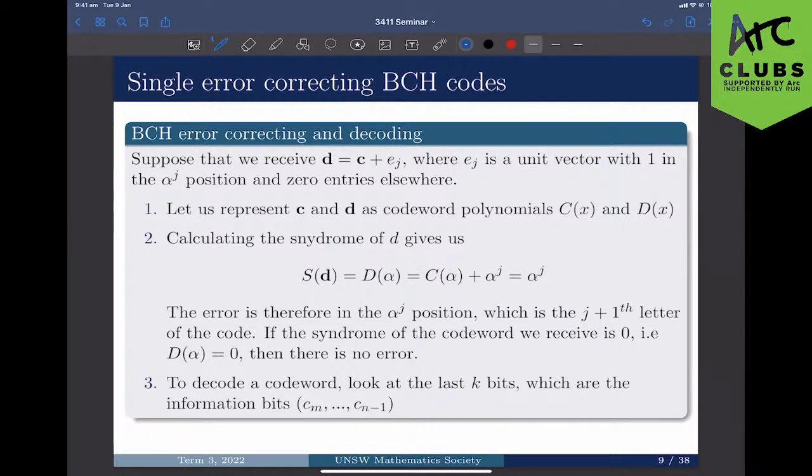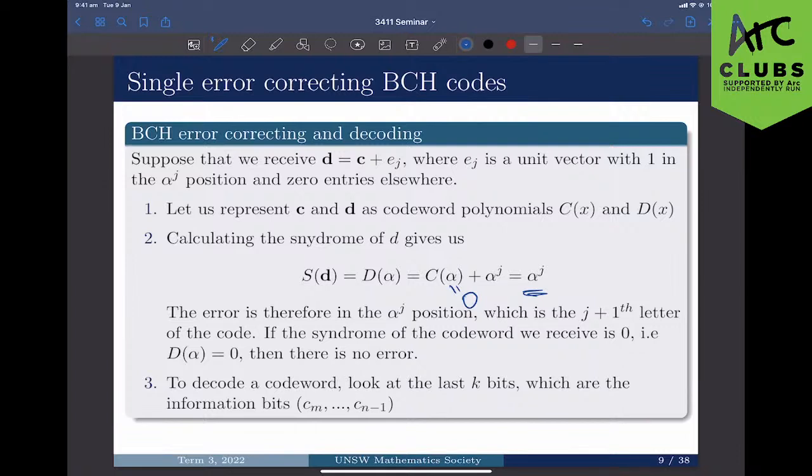And then we calculate the syndrome of d. So that is equal to d(alpha), which is equal to c(alpha). And then since there's just plus 1 in one position, we also get plus alpha to the power of j. And c(alpha) simplifies to 0. So what we're left with is alpha to the power of j. So once we calculate the syndrome and we realize that the syndrome is not equal to 0, that means something's off. And in this case, this means that there's one error.